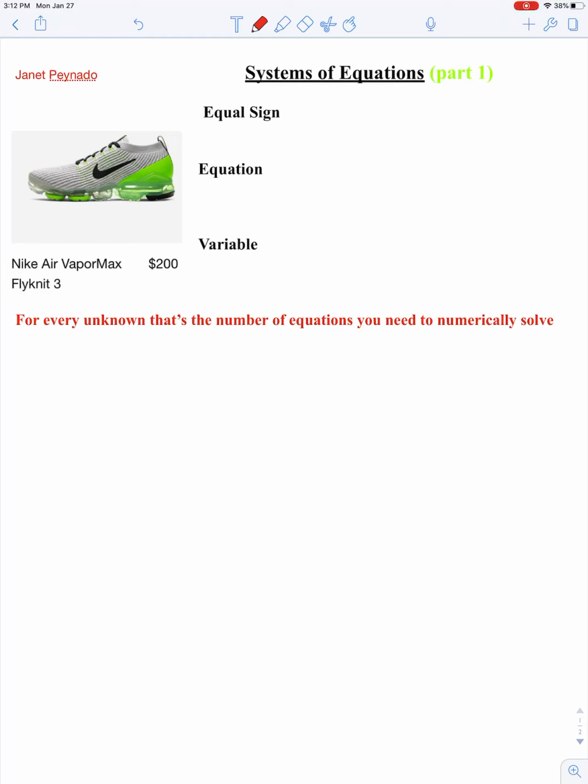All right, let's get it cracking. First things first, once you're talking about systems of equations, we have to know three different things. We have to know what an equal sign is, what an equation is, and what a variable is. Obviously, you could look at books and get definitions, but if that was the case, you wouldn't be here with the black guy. So let me give you my definition.